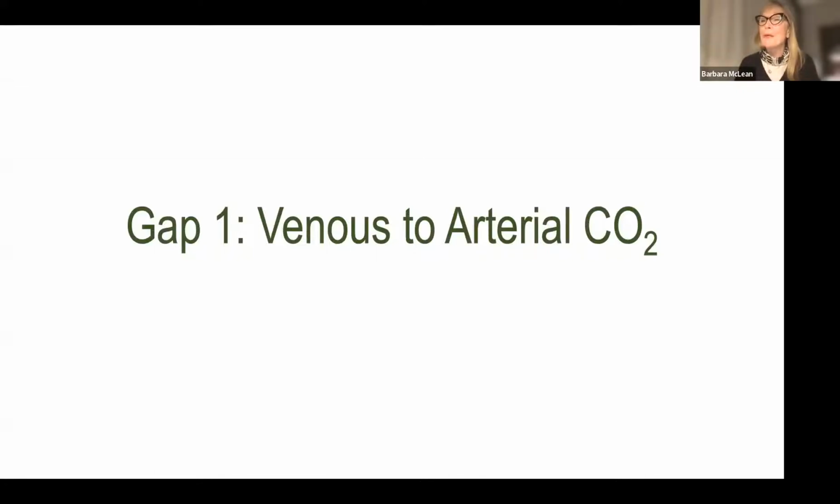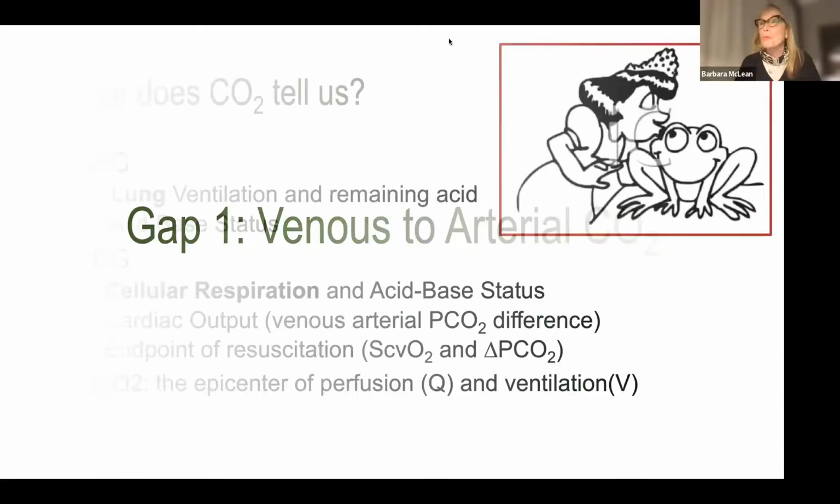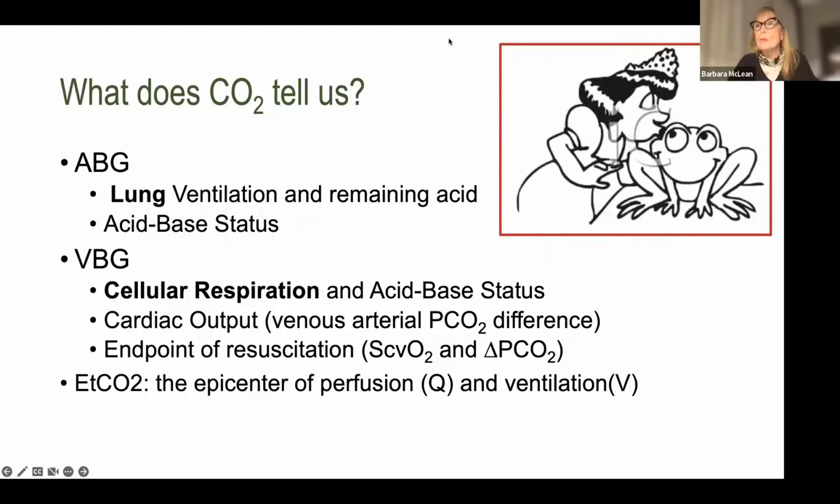Today I'm going to talk about the importance of gaps and minding the gaps. I'm going to talk about two gaps today. The first gap will be venous to arterial CO2, and the second gap will be end-tidal and arterial CO2. Looking at those gaps actually gives us a huge amount of information that helps us to determine what's really occurring for our patient. So of course, it's really important always to remember what CO2 tells us.